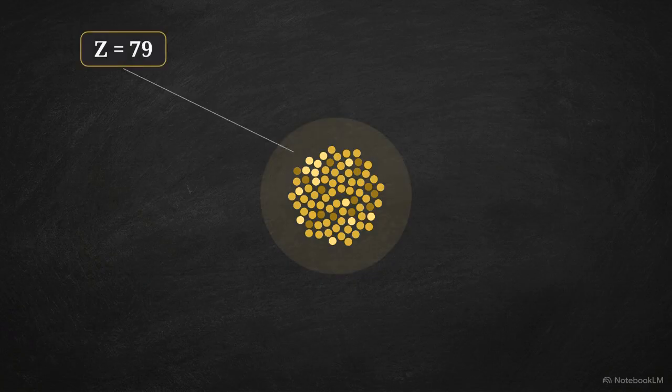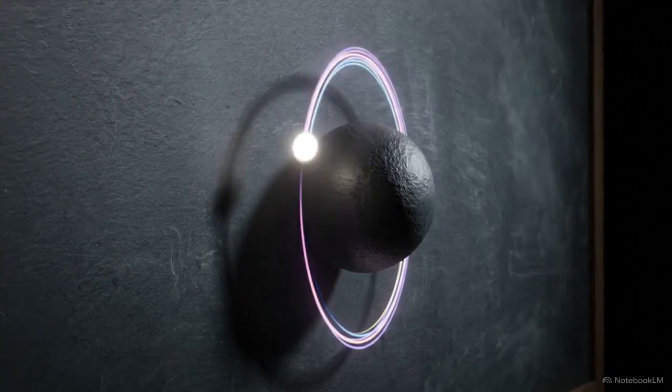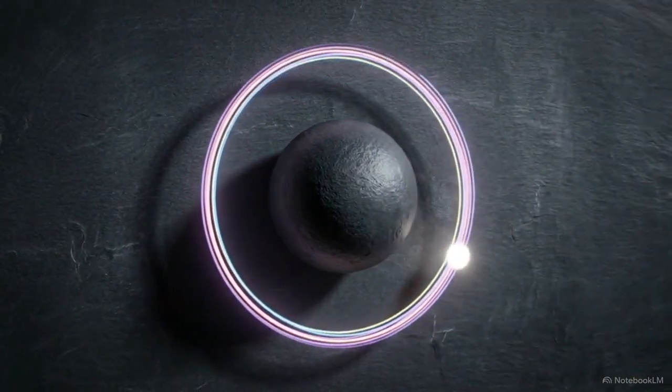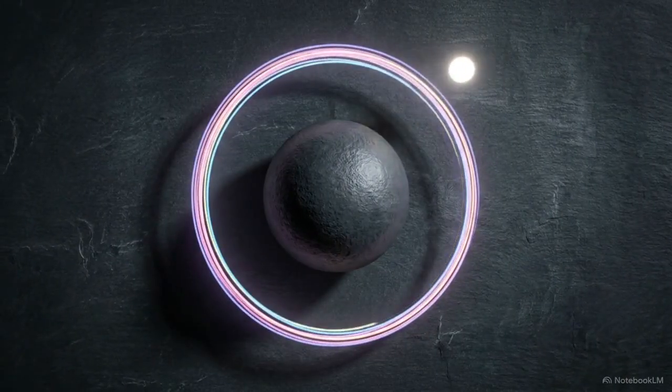Gold has an atomic number of 79. That massive cluster of 79 protons exerts an immense electrostatic pull on the electrons orbiting closest to the nucleus. To avoid collapsing into the core, the innermost 1s electrons are forced to orbit at extraordinary velocities, reaching approximately 58% of the speed of light.